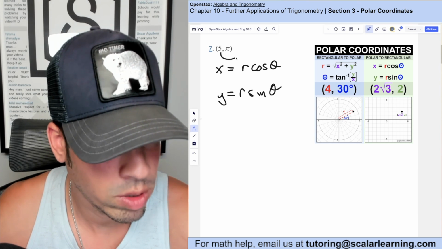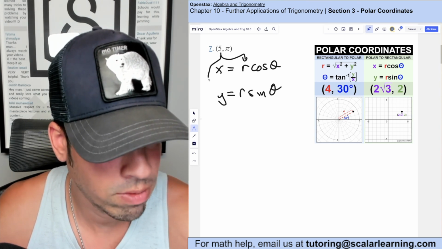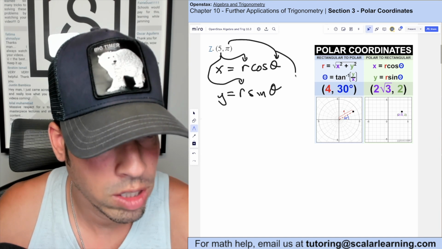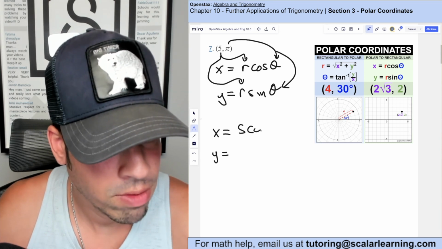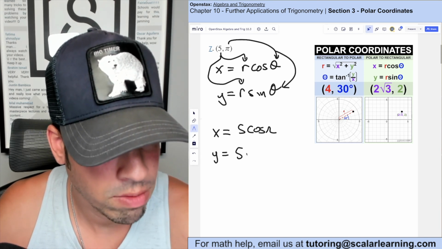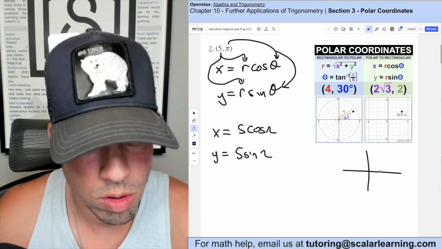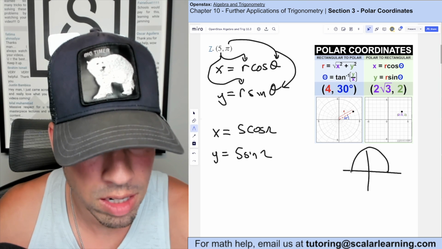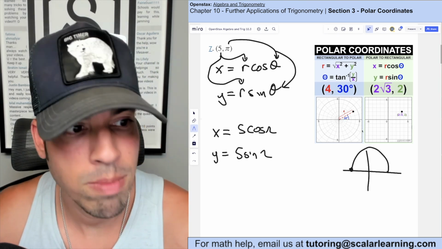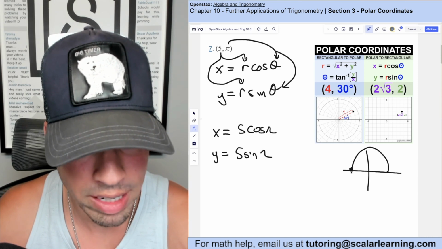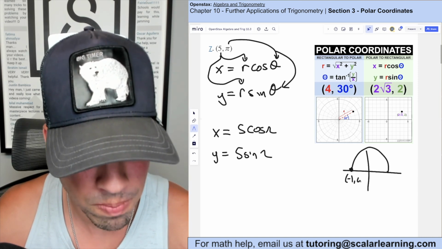And the r value is this first value, so that's 5 in this case. And the theta value is the second value, which is pi, so that goes here and here. So then we got 5 cosine pi, 5 sine pi. All right, now if we remember the unit circle, pi is right here. And we have to think about sine and cosine as the x and y values of the corresponding coordinate here, which would be -1, 0.